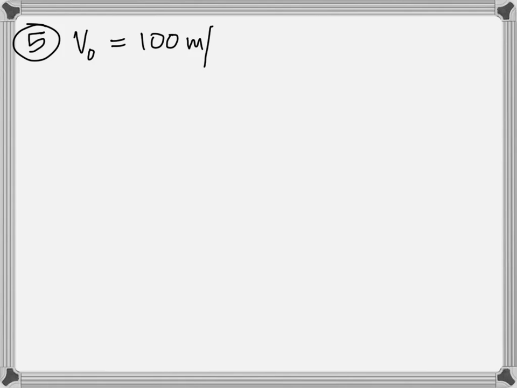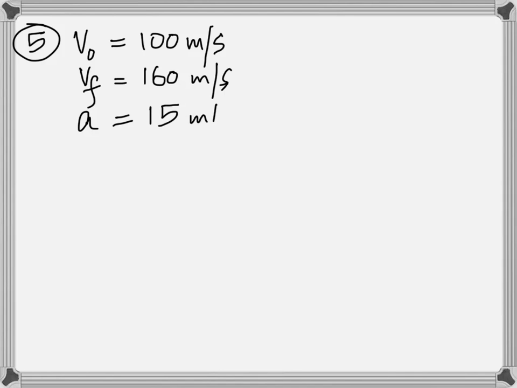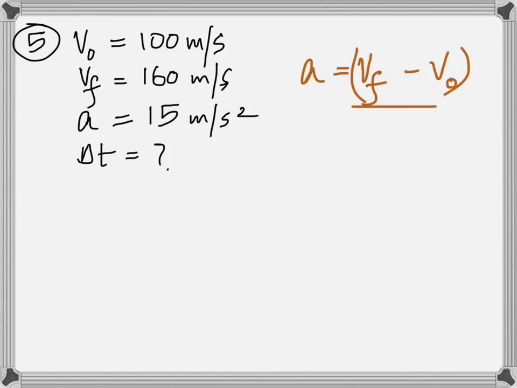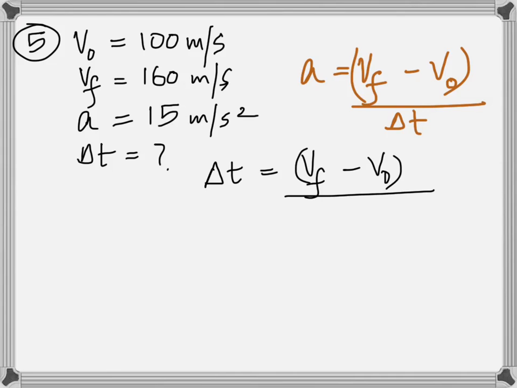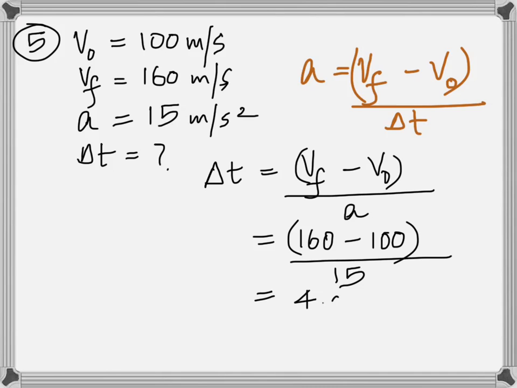Here the initial velocity is 100 meters per second. The final is 160. And the acceleration is 15 meters per second squared. How much time does it take? The equation that has all the 4 terms is a equals Vf minus V0 by delta t. Rearrange, and you get this equation, into which you substitute, and you get the answer as 4.0 seconds.